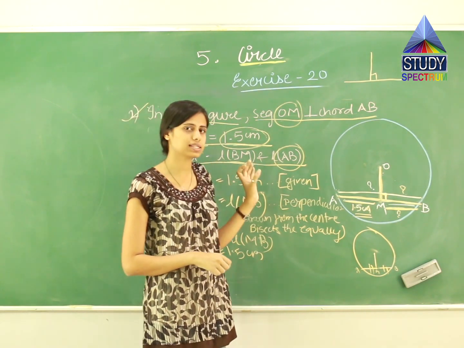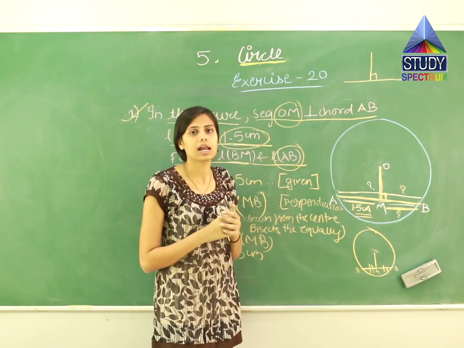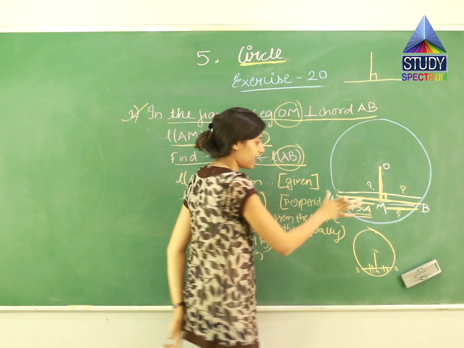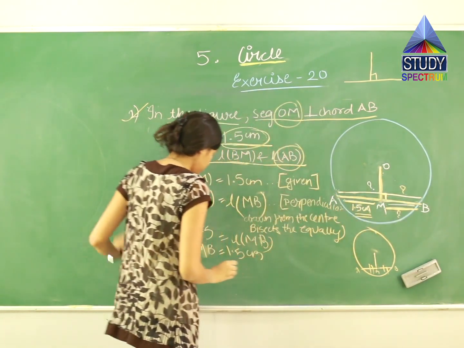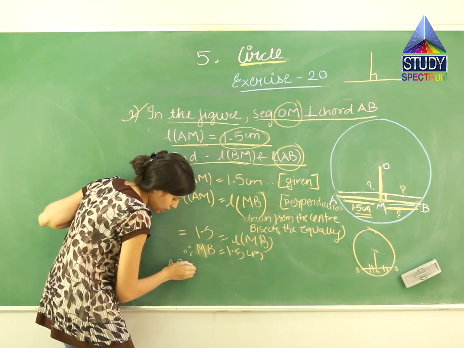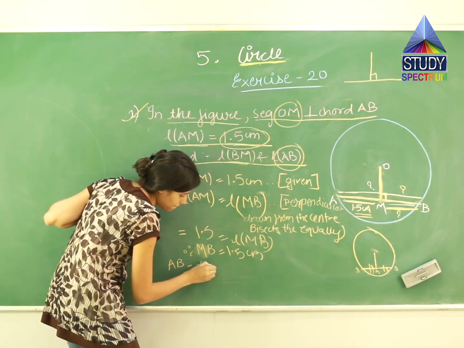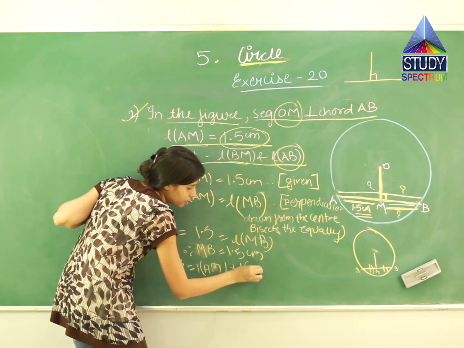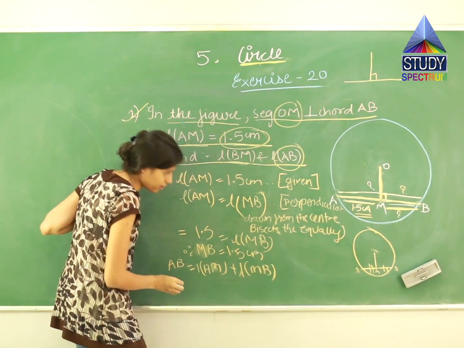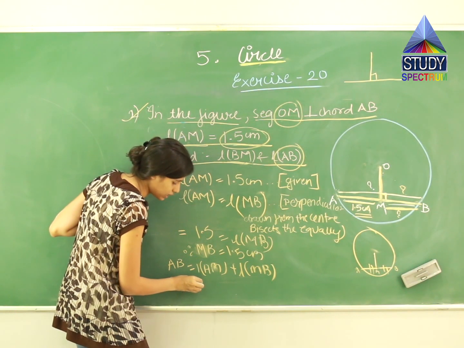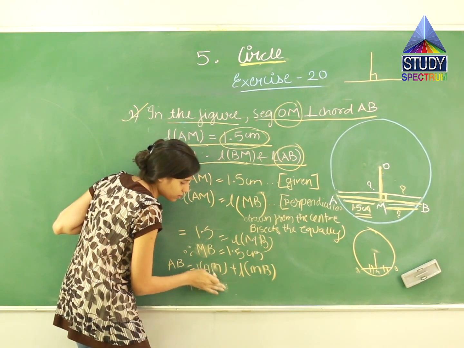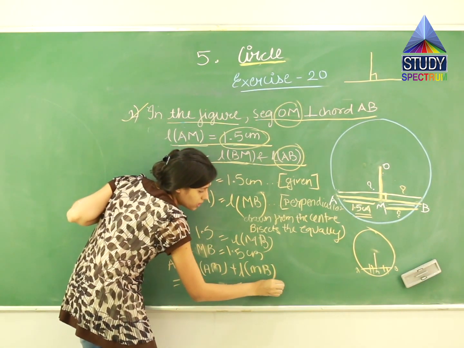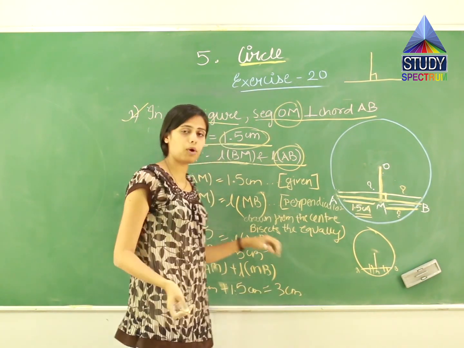Now what is the second question they are asking? They are asking you to find the length of AB. Now tell me, what is AB? AB is the whole chord. So what is the length of this chord? It is AM plus MB. So you can write AB is equal to length of AM plus length of MB. In the next line you can write it as 1.5 centimeter plus 1.5 centimeter, which comes to how much? 3 centimeter. So we got both the answers, right?